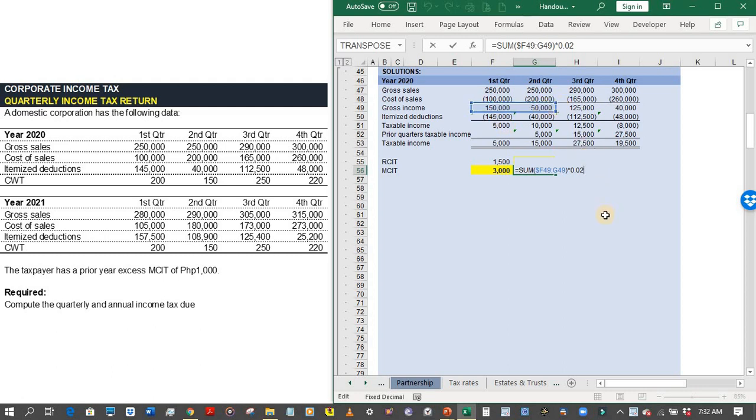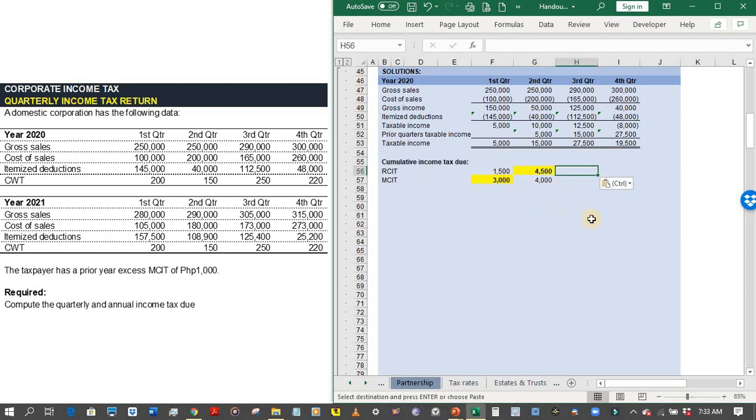Again, since the quarterly information is to be reported on a cumulative basis, of course, the RCIT and MCIT computation as well should be cumulative. That is why the RCIT is based on the 15,000 pesos cumulative taxable income for the second quarter, which covers January until June of 2020. Again, these balances are all cumulative amounts. Then the income tax due for the second quarter is the RCIT because RCIT is greater than the MCIT as of the second quarter. So let us proceed to the third quarter.